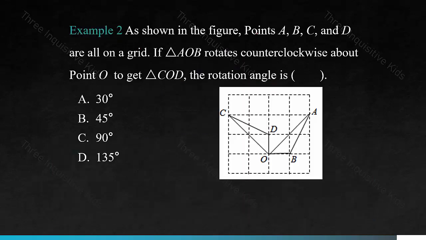As shown in the figure, points A, B, C, and D are all on a grid. If triangle AOB rotates counterclockwise about point O to get triangle COD, the rotation angle is blank.